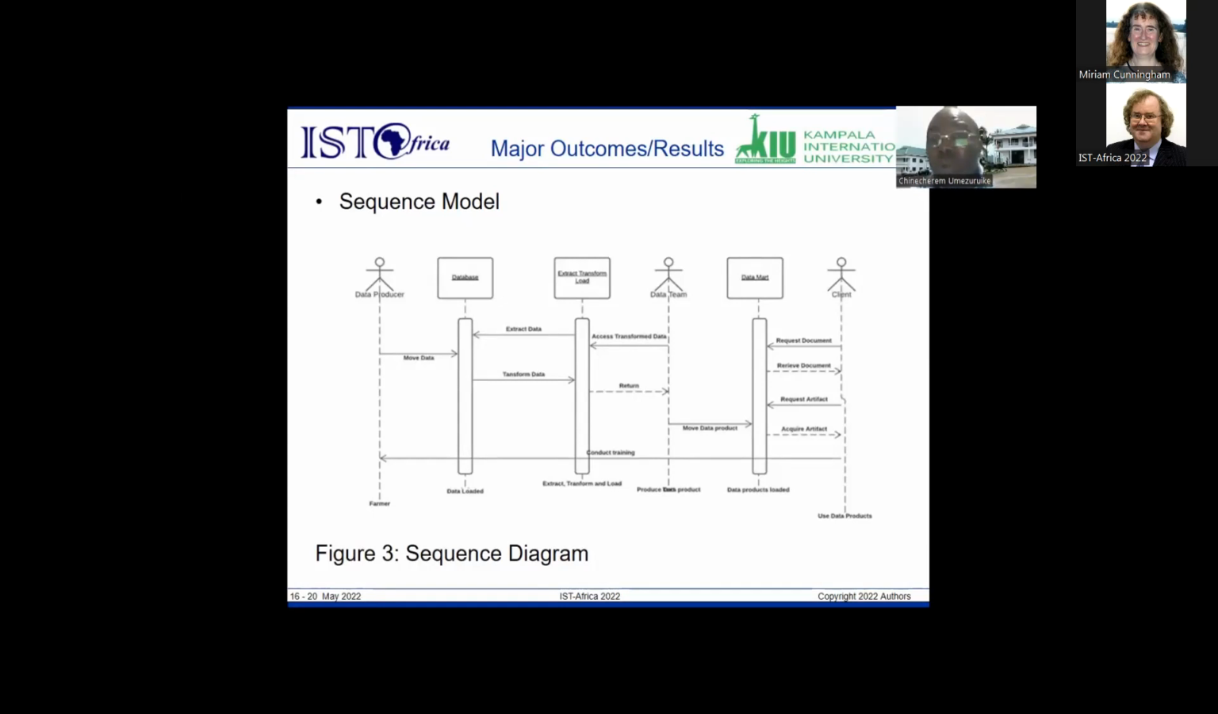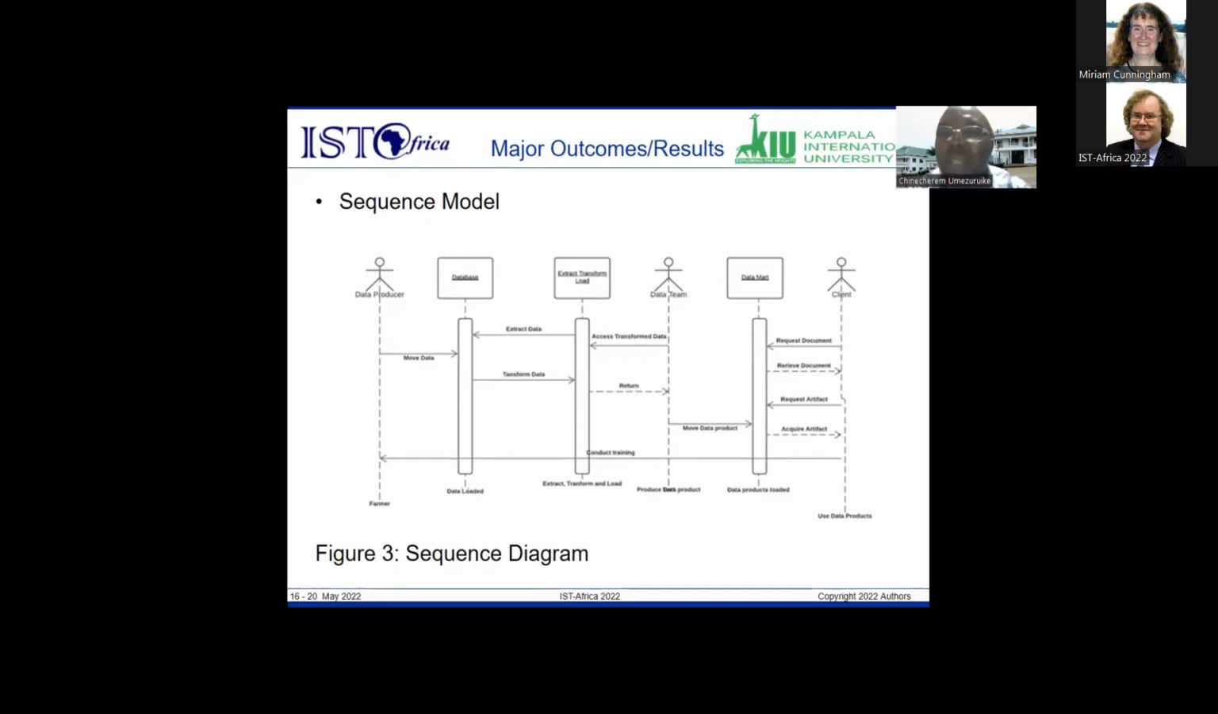The data mart, as we all know, is a small data warehouse that is focused within a line of business or a single subject. In this case, agricultural data products. These data products are loaded into the data mart that can be accessed through request by the client, and the clients can be extension workers, policymakers, as the case may be.